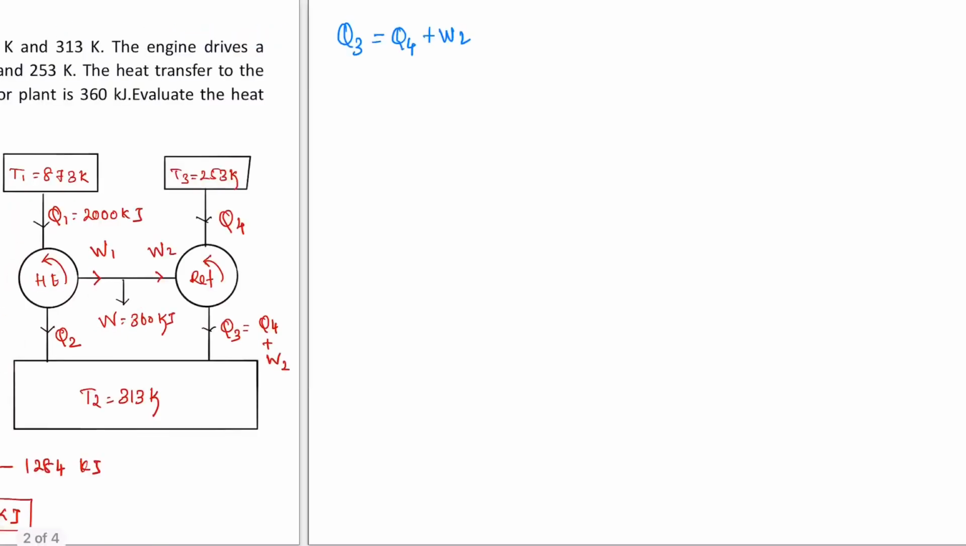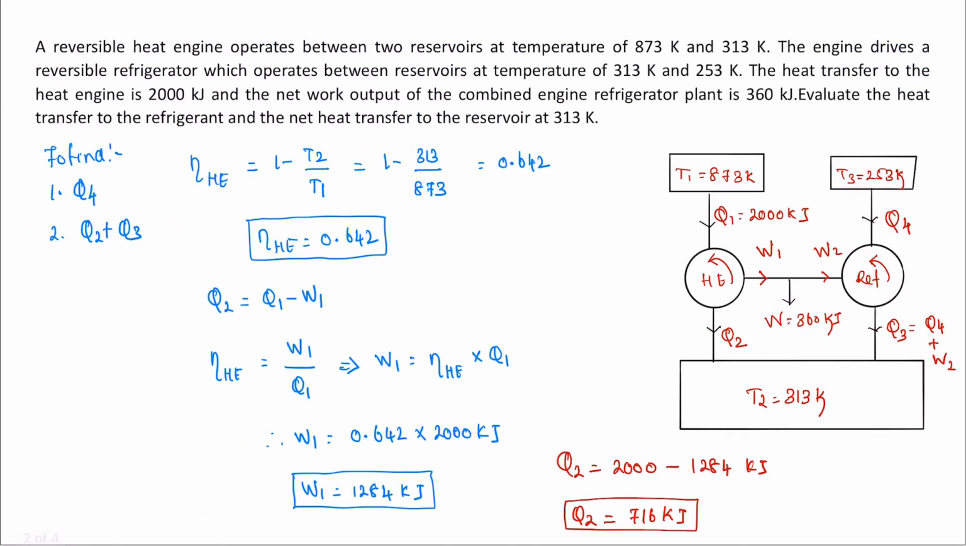From this equation, the value of Q3 is equal to Q4 plus W2. That is the work which is done to the refrigerator plus the heat which is taken from the lower temperature sink. This combination is nothing but the value of Q3. So, in order to find the value of Q3, first you have to find the value of Q4 and W2.